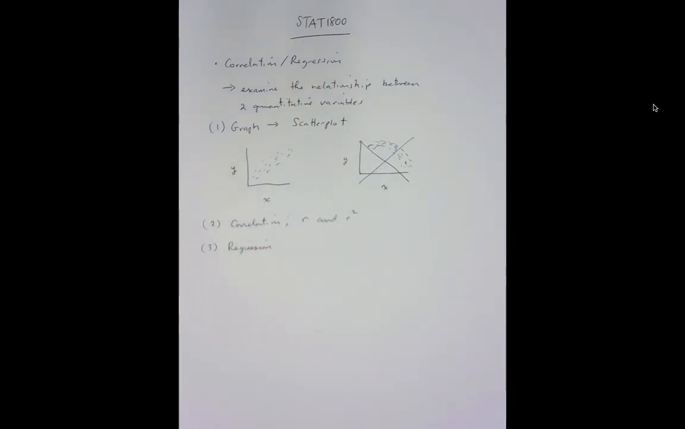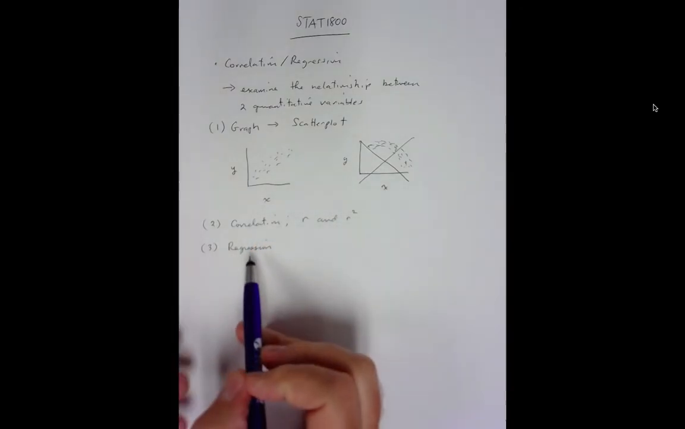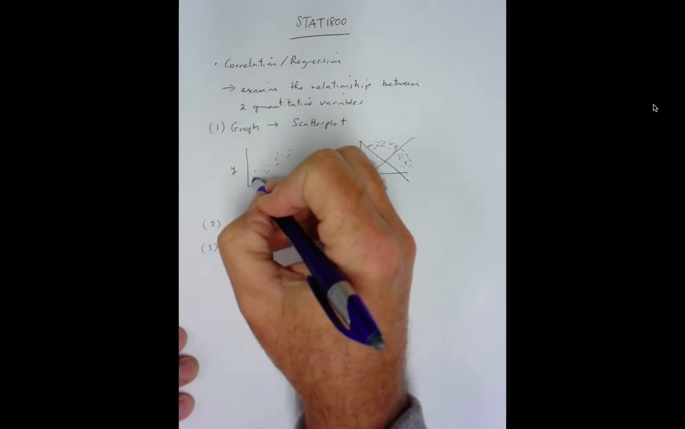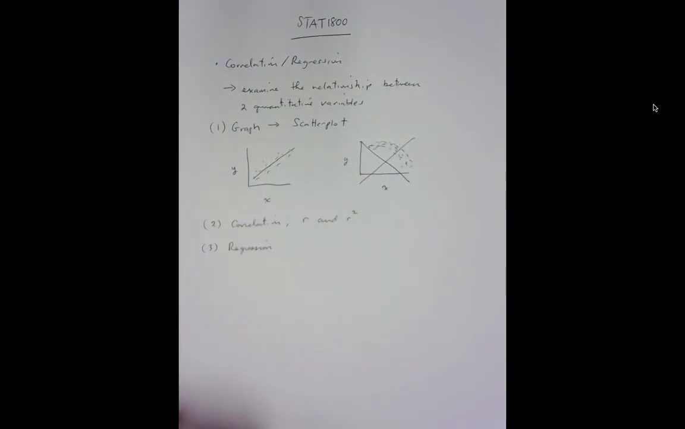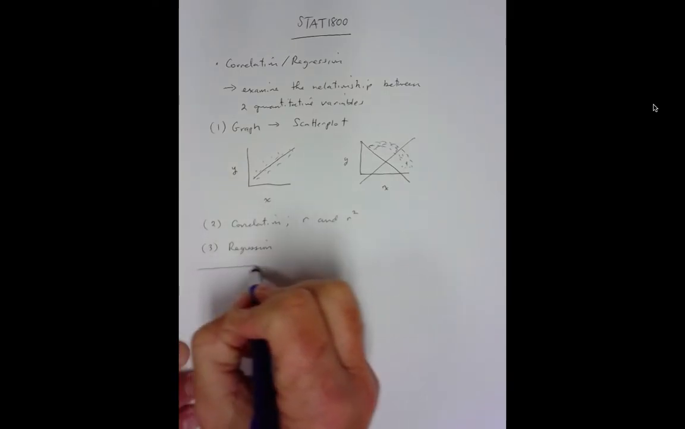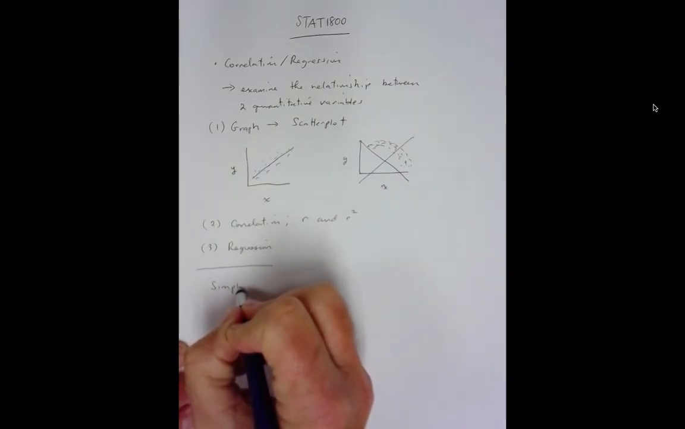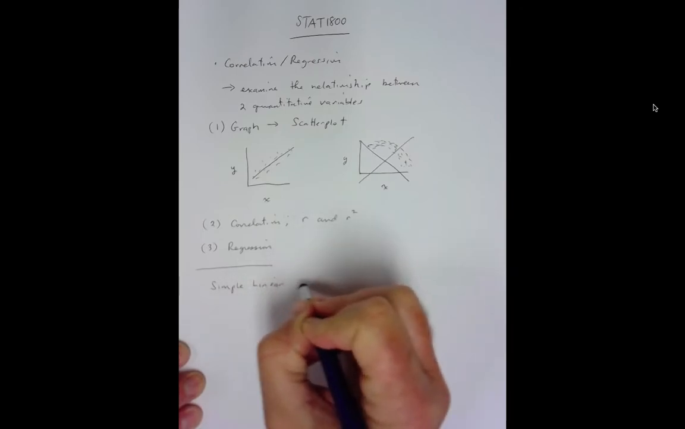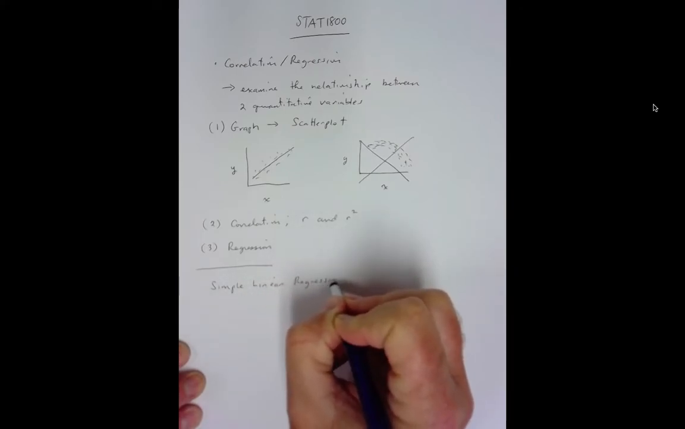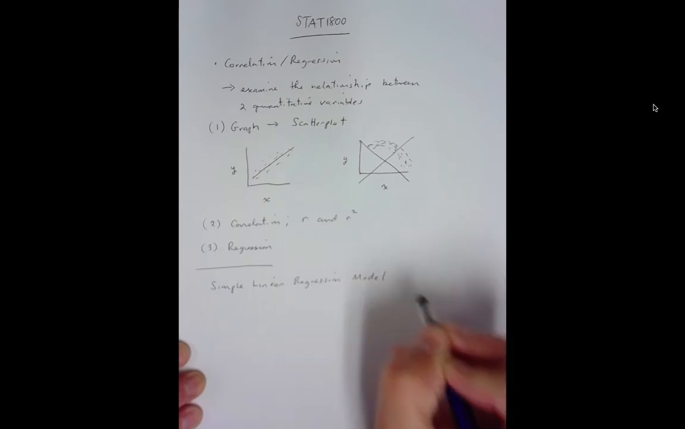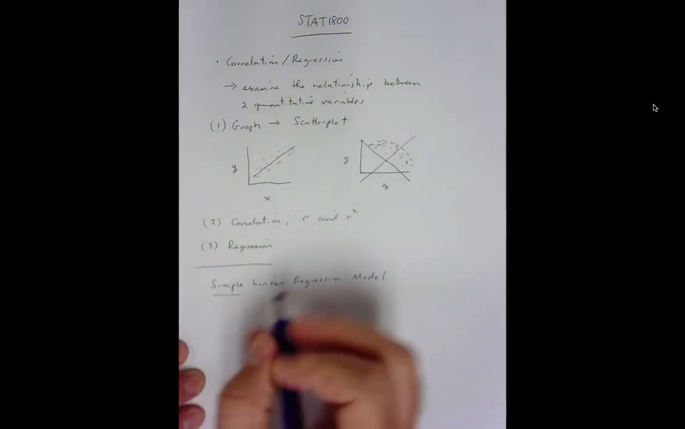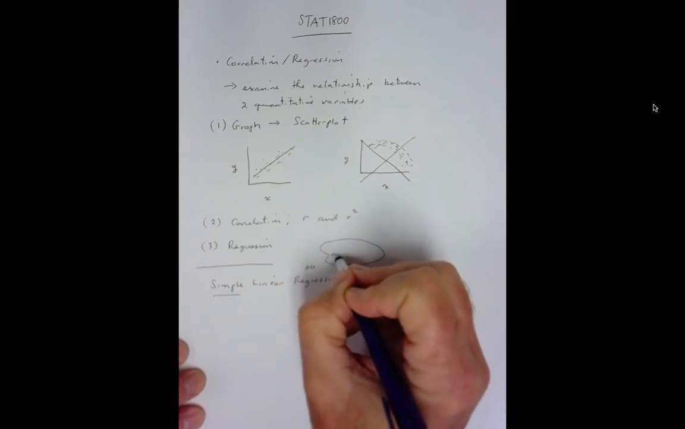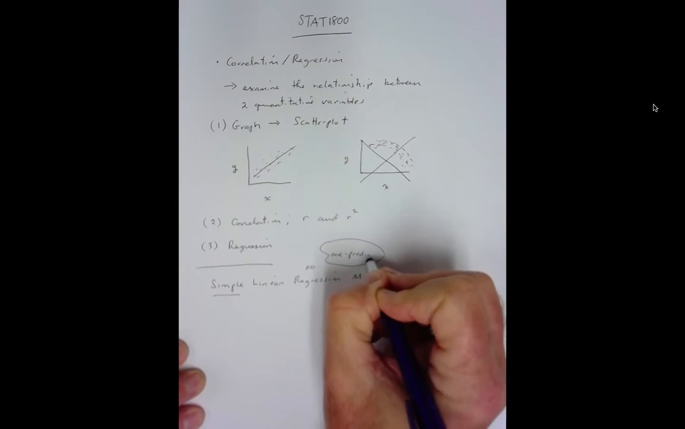And the third thing I want you to do is to think about regression. Regression is just an additional technique that we can use to describe the relationship between x and y by fitting a linear regression model to our data. Now, the simple linear regression model: guys, when you see simple linear regression, you should think that we have one predictor.